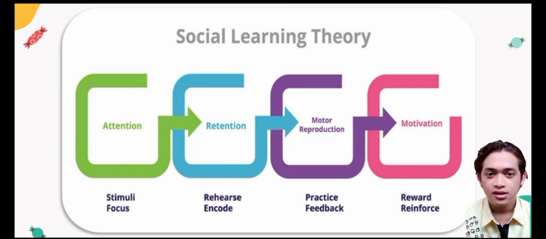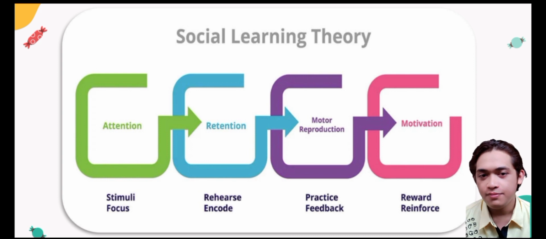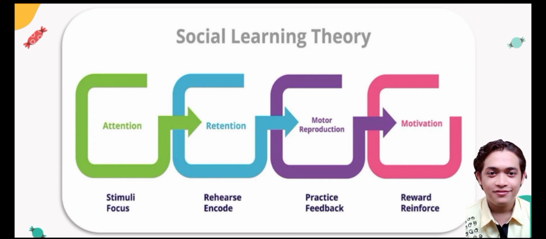Now, the next part of the process is what we call retention. Therefore, the child retains in her memory or his memory what the model did. Therefore, there is rehearsal code, in which the child has linked new information of what the model did. Now, the next one is the motor production or the practice feedback. Therefore, there is action or application of what the child has observed with the model. Therefore, they apply the things they have observed with the model in their life.